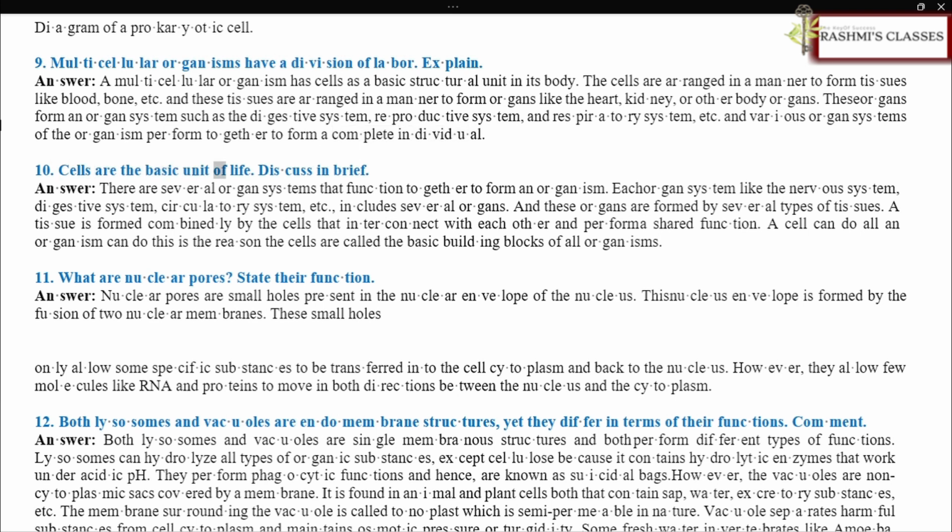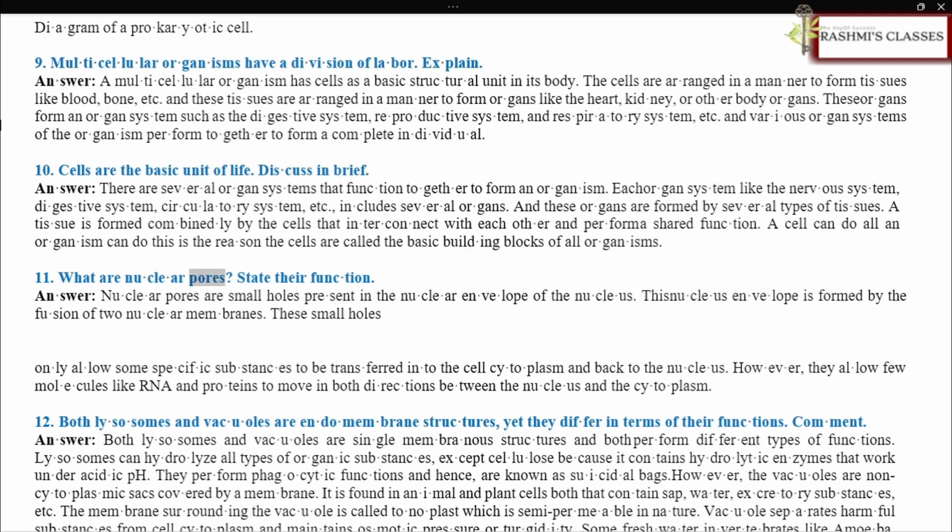Cells are the basic unit of life. Discuss in brief. Answer. There are several organ systems that function together to form an organism. Each organ system, like the nervous system, digestive system, circulatory system, etc., includes several organs. And these organs are formed by several types of tissues. A tissue is formed combinedly by the cells that interconnect with each other and perform a shared function. A cell can do all an organism can do. This is the reason the cells are called the basic building blocks of all organisms.